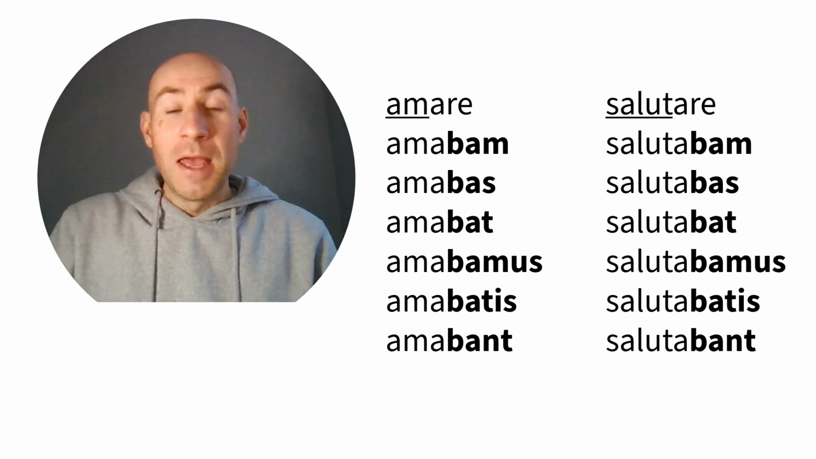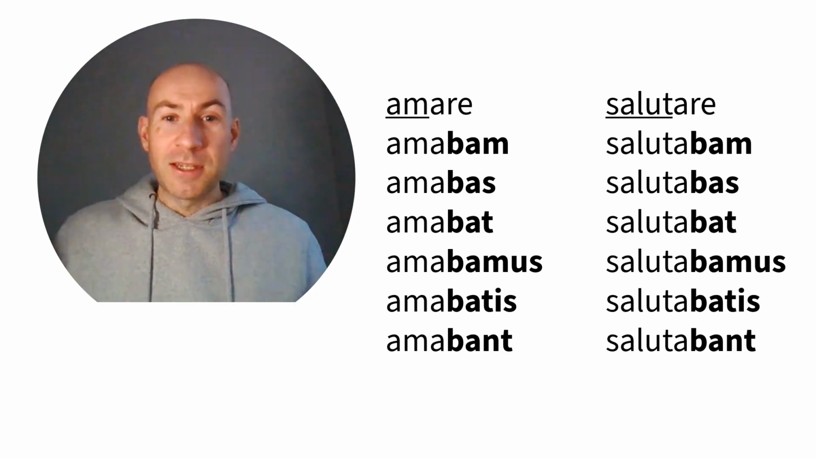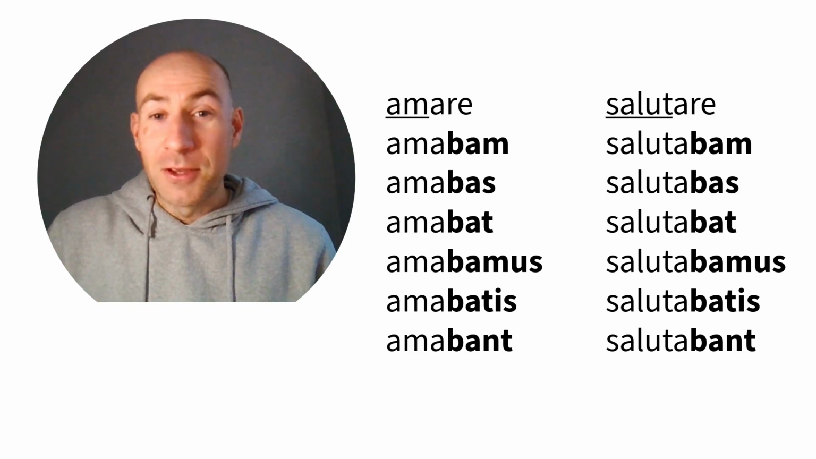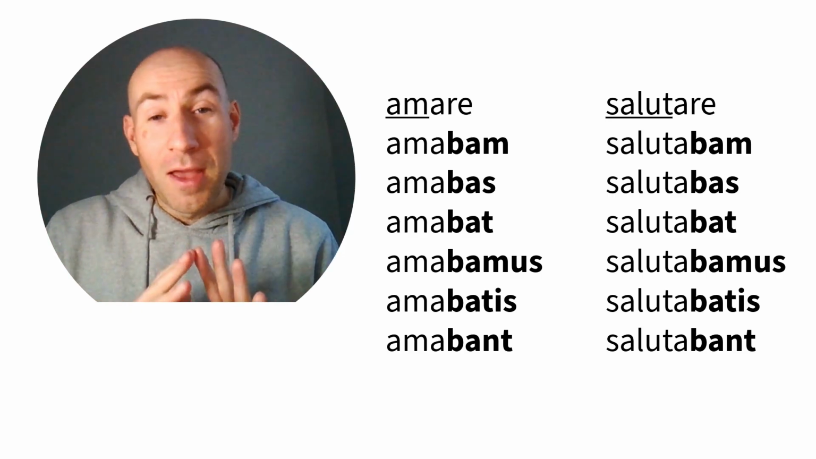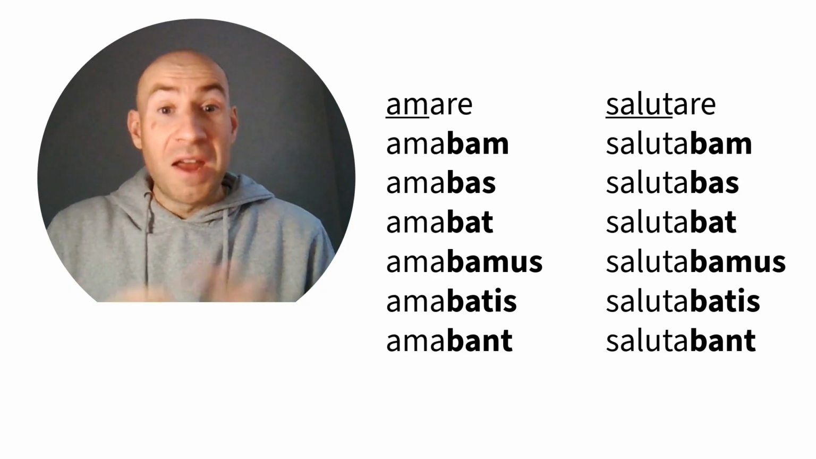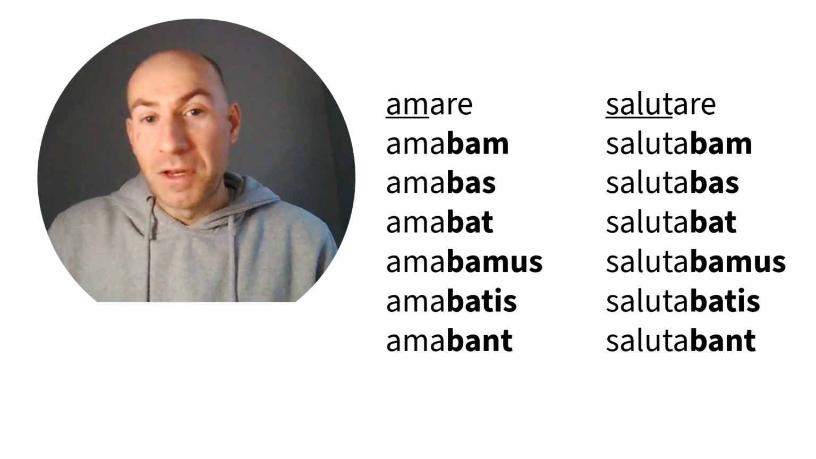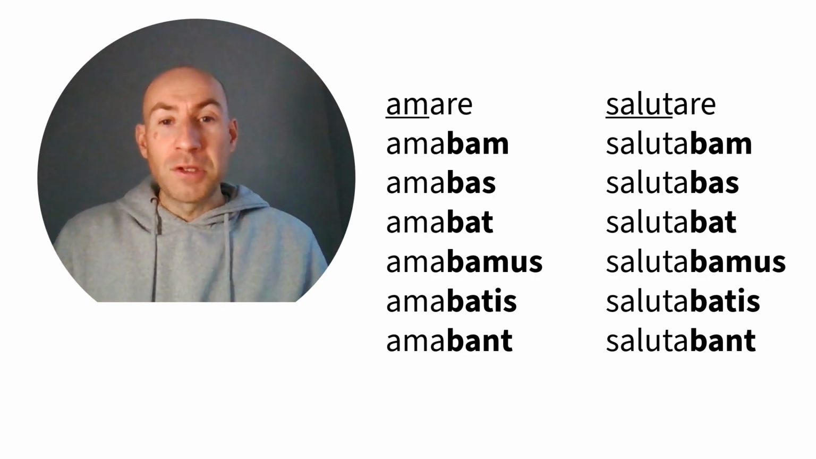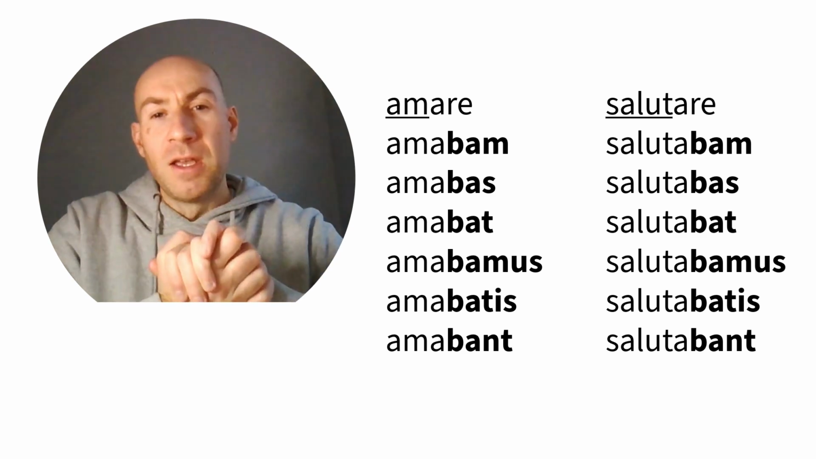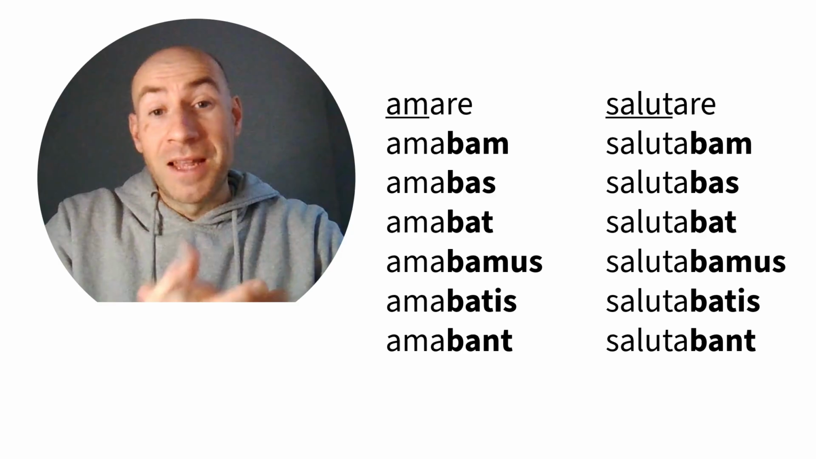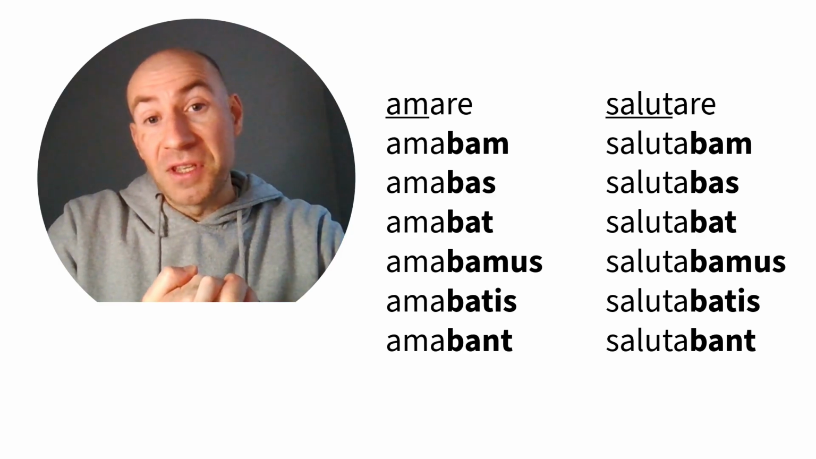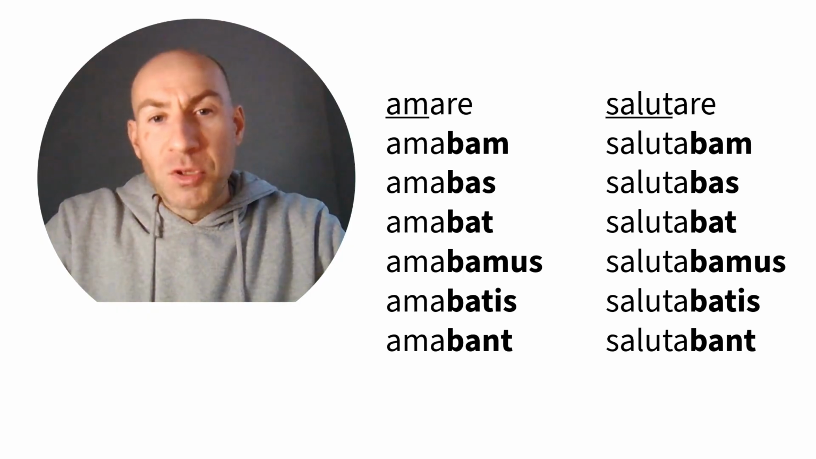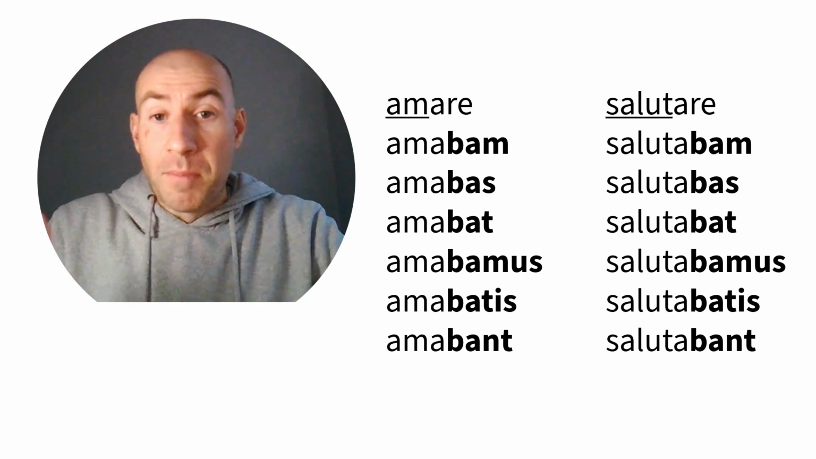And there are a great many of them. Congratulations. If you can conjugate one verb, like amare, you can conjugate every -are verb. And actually, as you'll see in the following videos, it's really quite similar and quite easy with the other conjugations as well. So nothing to fear here, just another pattern. And that's all it is, isn't it? Patterns, different sounds that we become acquainted with. So, bam, bas, bat, bamus, batis, bant.